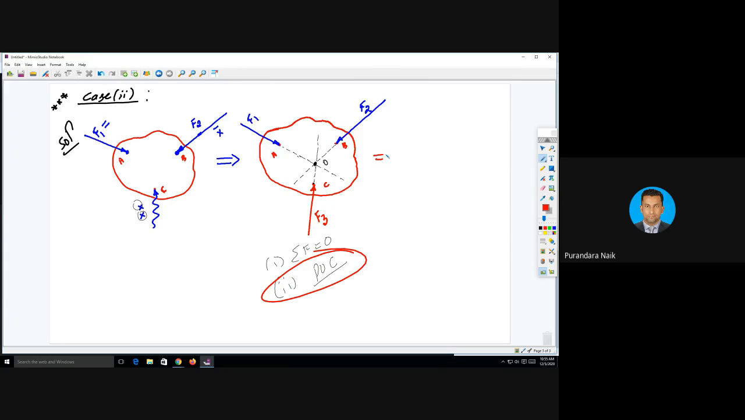Now, I don't know the magnitude. I know the direction, but I don't know the magnitude. In the second step, we know the direction. But in the first step, in this case, we don't know the magnitude as well as the direction. But here, in this step, we know the direction, but we don't know the magnitude.